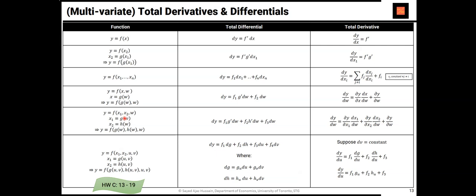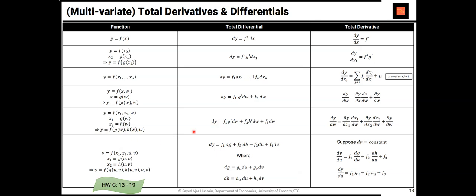x1 itself is a function of g of w. x2 is also a function of w. So now you have y as a function of x1, which is a function of w, x2, which is a function of w, and w separately. When w changes, what's the total change in y?